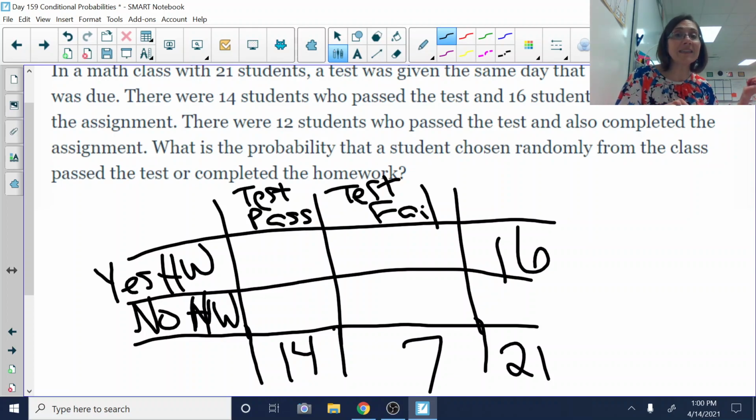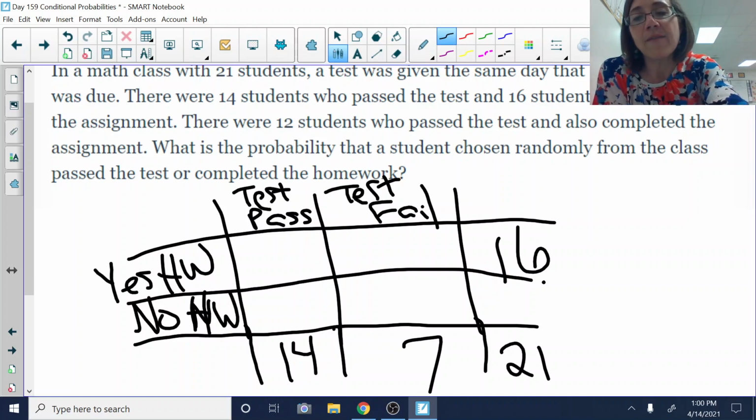Remember, you got 21 kids sitting in this classroom. So 21 kids total. 16 said, yes, I did it. How many didn't? Well, the rest of them, that would be 5 kids.